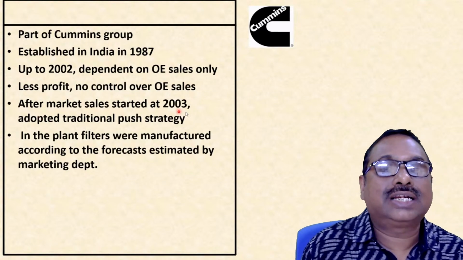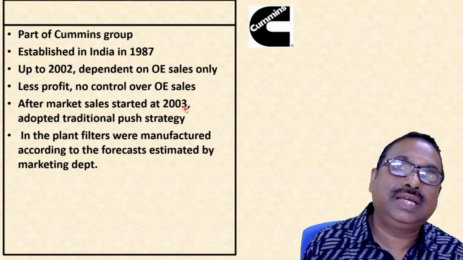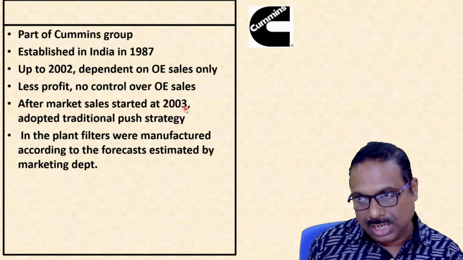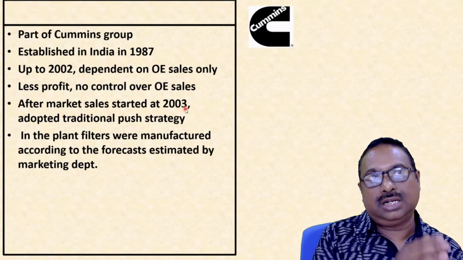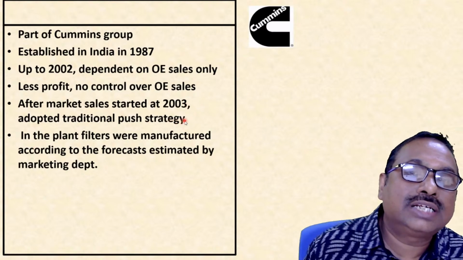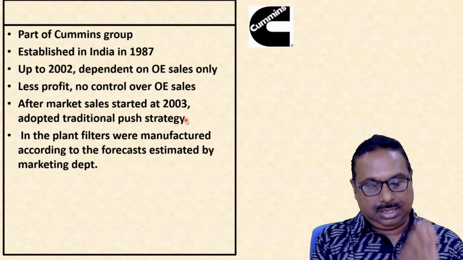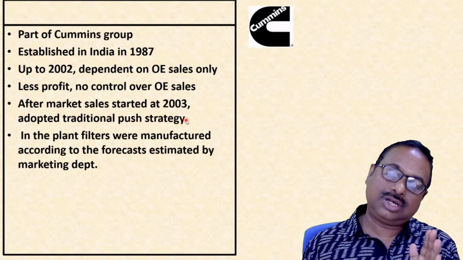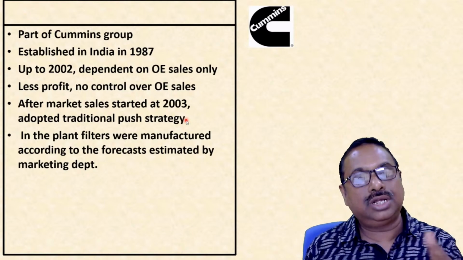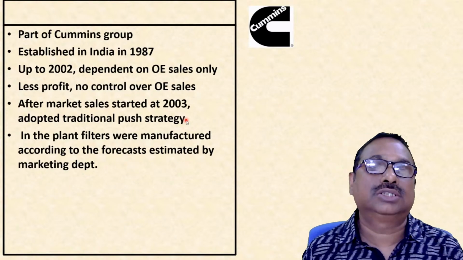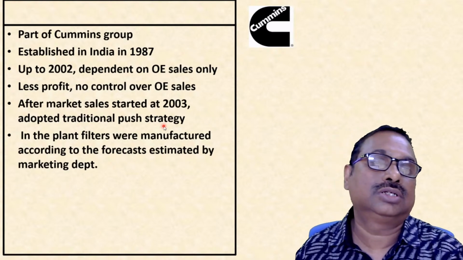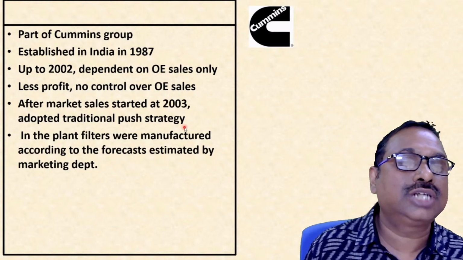So aftermarket sales started in 2003. In 2003, they started supplying to the aftermarket. Aftermarket means, suppose we are buying a filter from a retailer, that is aftermarket. So they adopted the traditional push strategy. Traditional push strategy means, in the aftermarket, we get the material from the retailer, the retailer from the distributor, the distributor from the manufacturer. So Fleetguard Filters to distributor to retailers to customer. This is the traditional push strategy.